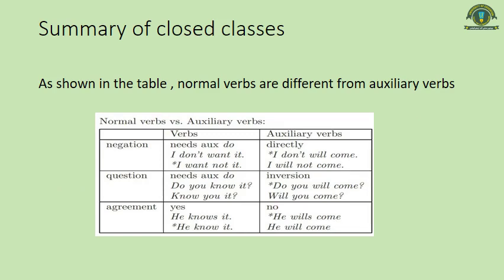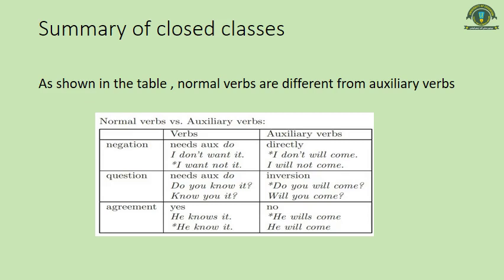As shown in the table, normal verbs are different from auxiliary verbs. How? Because for negation, verbs need the auxiliary do. I don't want it. We cannot say I want not it, because it would be ungrammatical. An auxiliary verb does not take do, for example, I don't will come. We cannot say that. We will say I will not come.